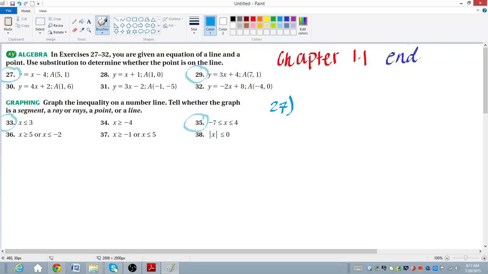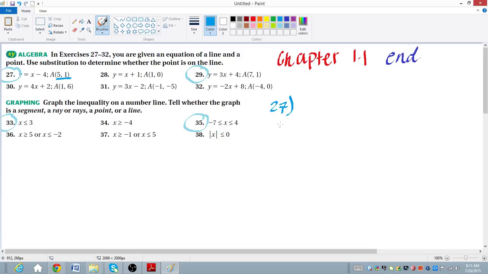Here it asks you, given an equation of a line and a point, to use substitution to determine whether the point is on the line. Well, hopefully you remember this from algebra, that all you need to do is just plug it in. If it equals each other, then yes, it's on the line. If it's not equal, then it's not on the line.